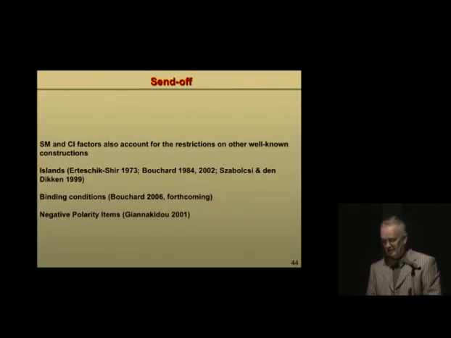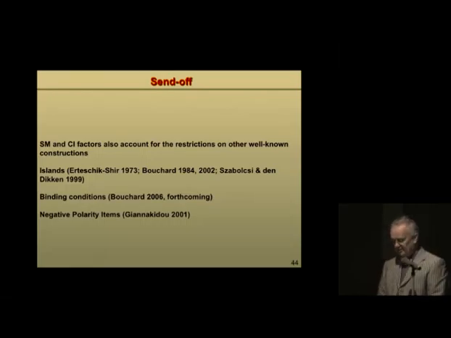As a send-off, conditions based on sensory motor and conceptual intentional factors also account for the restrictions on other well-known constructions. Of course, each of these would be the subject of another talk. I just mentioned three here briefly. Islands, of course, starting with the seminal work of Ross and Chomsky in 73. I've done quite a lot of work on this. Jabolsky and then Dicken did quite a lot also. Islands are explained by these kinds of factors and not simply described. Okay.